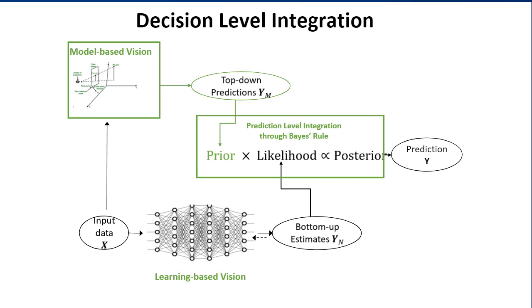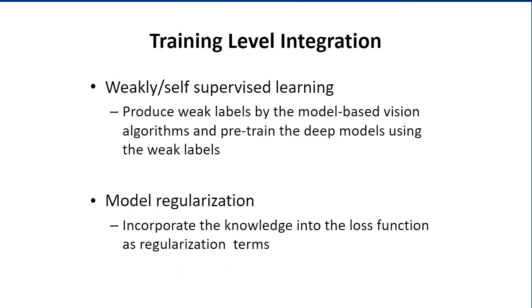And we believe that by combining these two predictions, we will end up with a joint prediction that is better than using the prediction from each algorithm alone. So this is decision level integration. The second is training level integration. The basic idea of training level integration is to incorporate the prior knowledge into the training of the deep model.